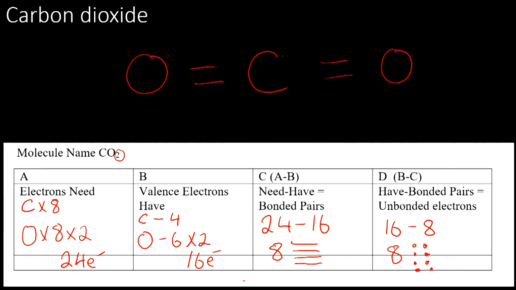And now what we can see is that carbon, right now the way that we've drawn it, has access to 8 electrons, 4 from its own and 4 shared between the 2 oxygen atoms. So now looking at column D, we have to fill in our unbonded electrons, and they're going to go on the 2 oxygen atoms. And there we have it. We've drawn our first basic molecule, carbon dioxide.